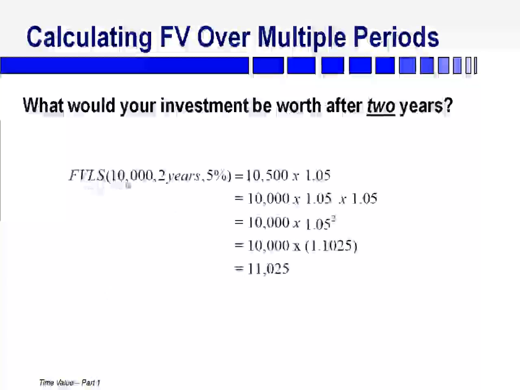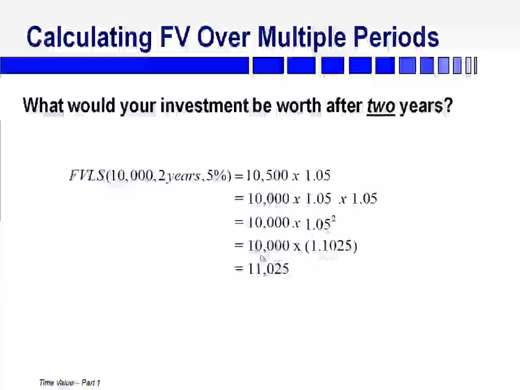The future value of 10,000 for 2 years at 5%, well, we already know that after 1 year, it's 10,500. So the second year, we'd start with our 10,500, and once again, we'd multiply that times 1.05. Now let's expand that 10,500. 10,500 is equal to 10,000 times 1.05. So this first line is equivalent to the second line. Now let's combine these two terms, the 1.05. So now we have the third line, 10,000 times 1.05 squared.